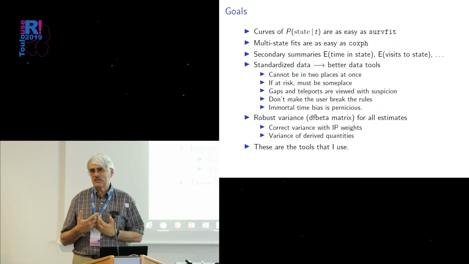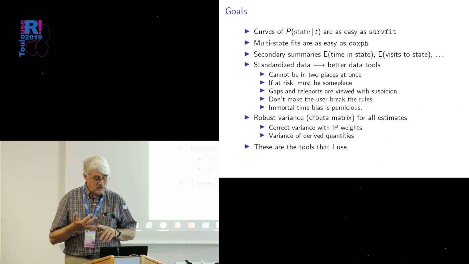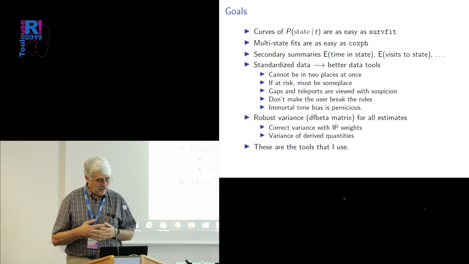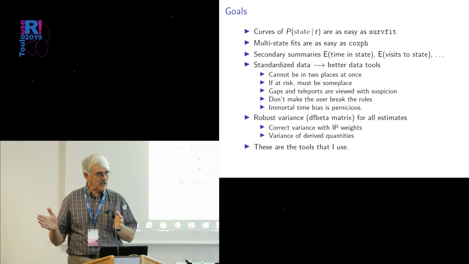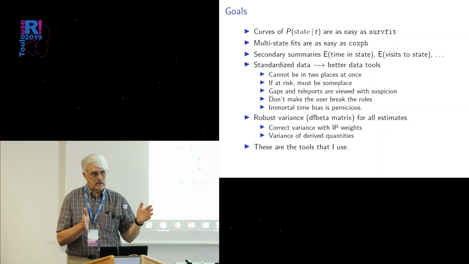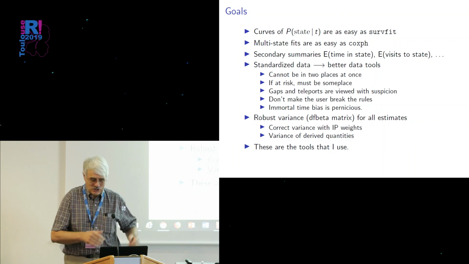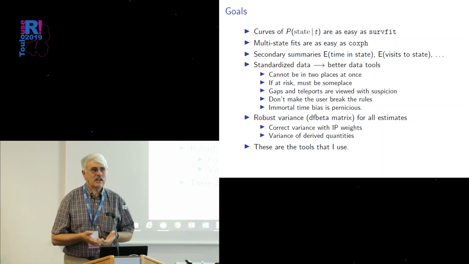The real key was to have standardized data. If you make the data standardized, so that it looks like real data, that means you can have better data tools. You have to have the rules. People can't be in two places at once. They should be somewhere. Gaps and teleports are viewed with suspicion. What do I mean by teleports? Somebody came to Toulouse on day 50, and the next interval starts at day 50.1, and they're in Marseille. How did they get there? You can't just jump states from place to place. Basically, try to make the data set look real so people don't have to break the rules.